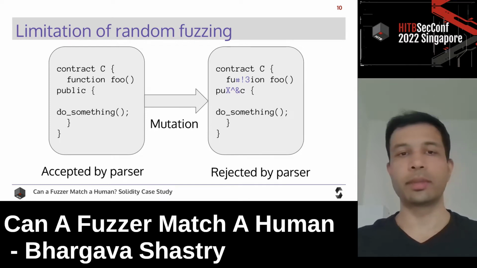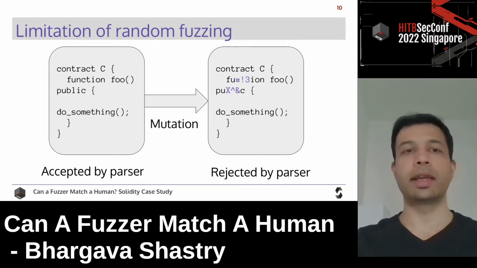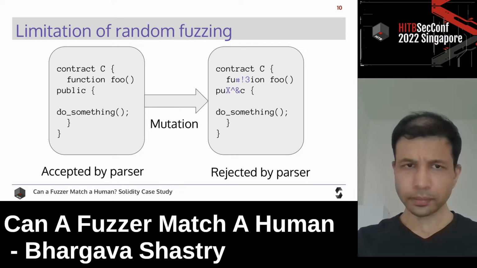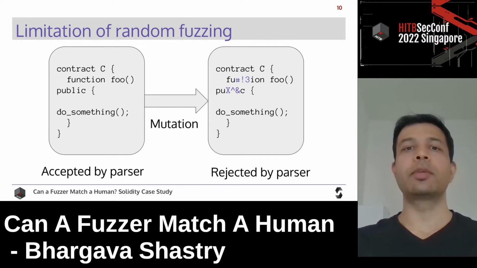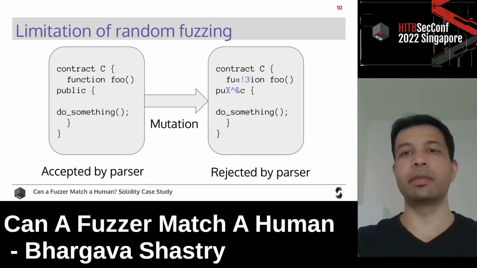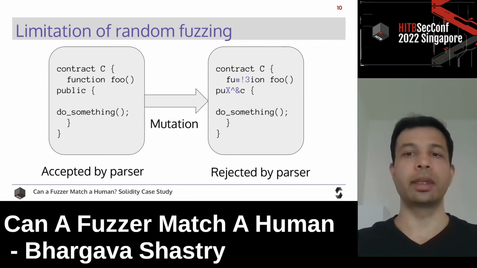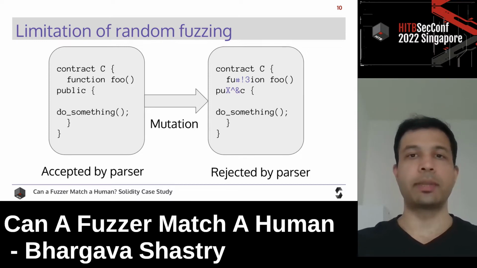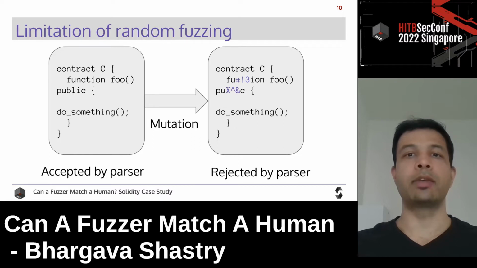assuming that do something actually does something syntactically meaningful, most often off-the-shelf fuzzers would mutate it at the byte level and make the program unparsable, for example, by messing with the function keyword or the public keyword. And this is quickly rejected by the parser. This is a problem because our main intention is to find code generation bugs, and you cannot find code generation bugs without having parsable programs.